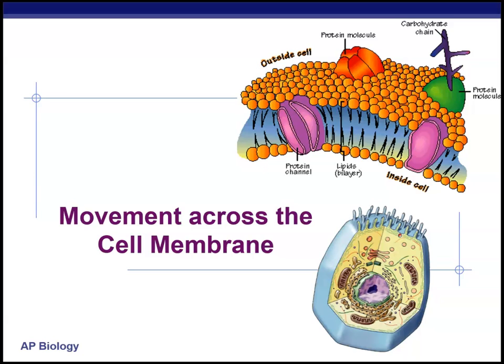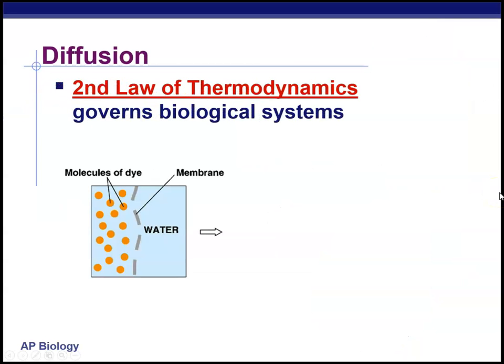Now that we know the makeup of the phospholipid bilayer or the fluid mosaic model, let's talk about movement across the cell membrane or transport. This is so important because a cell needs materials. Things need to be delivered all the time, and it needs to get rid of materials as well.